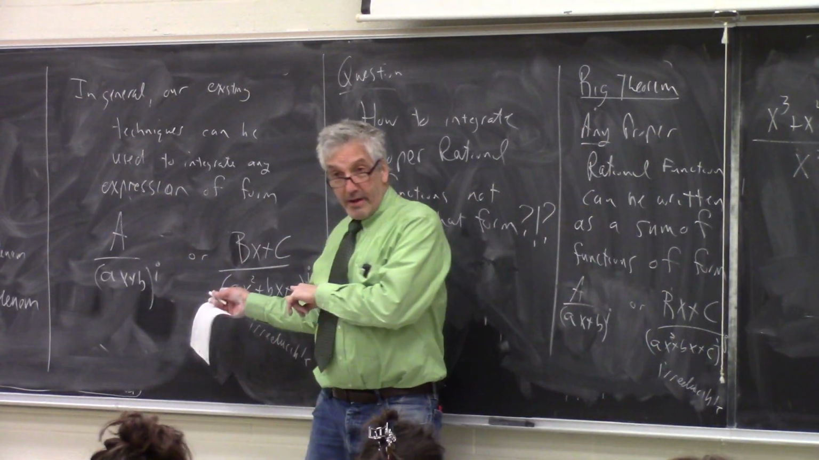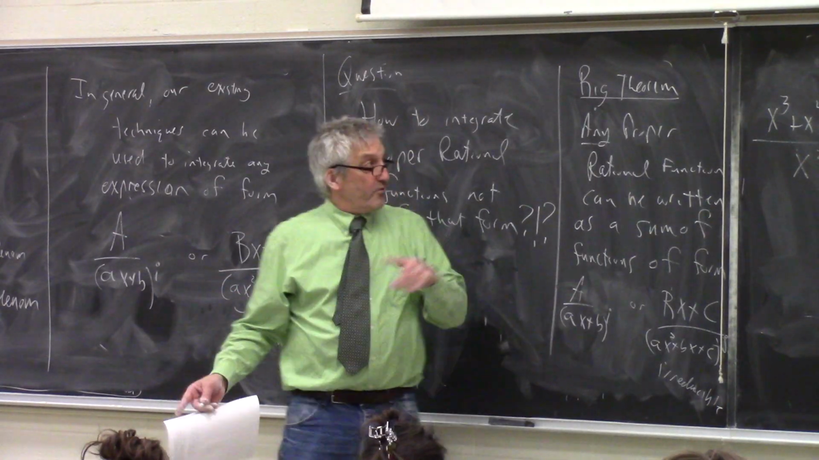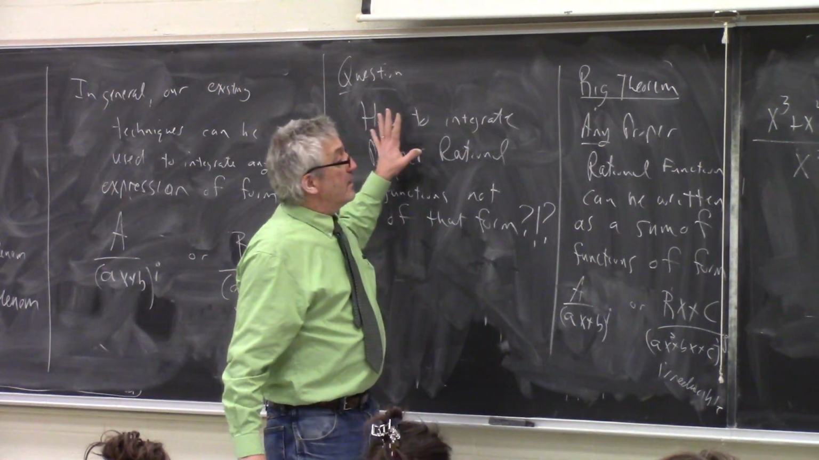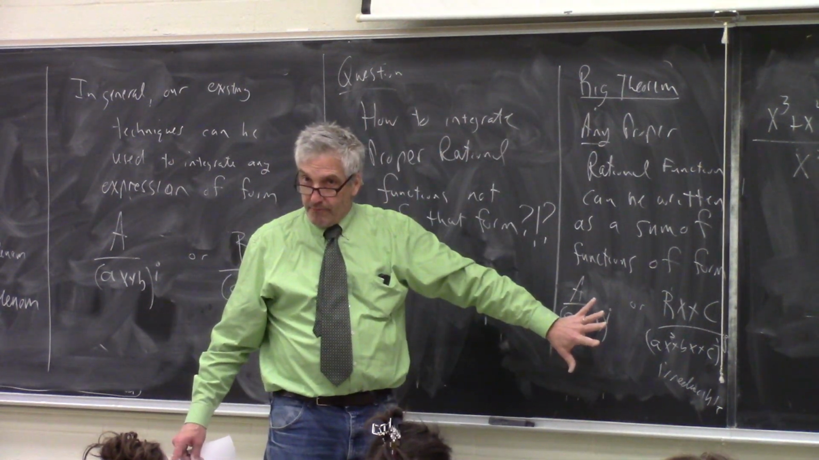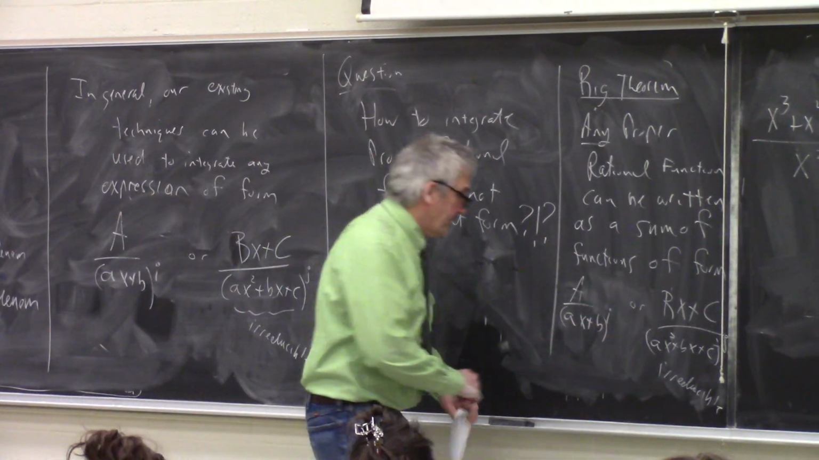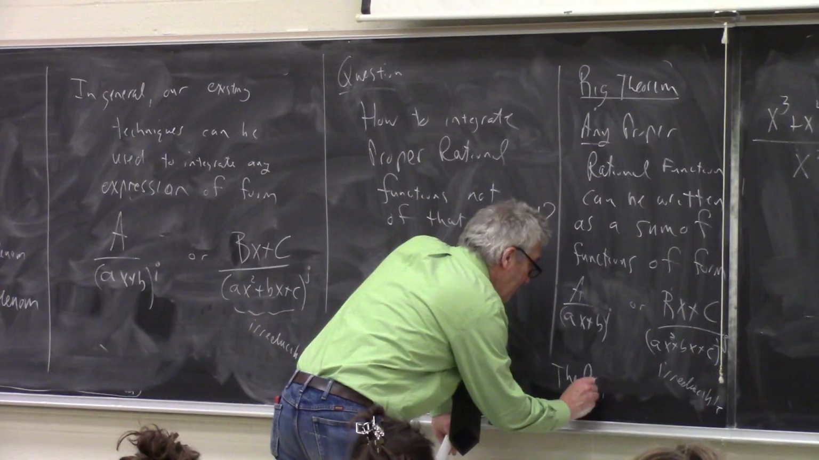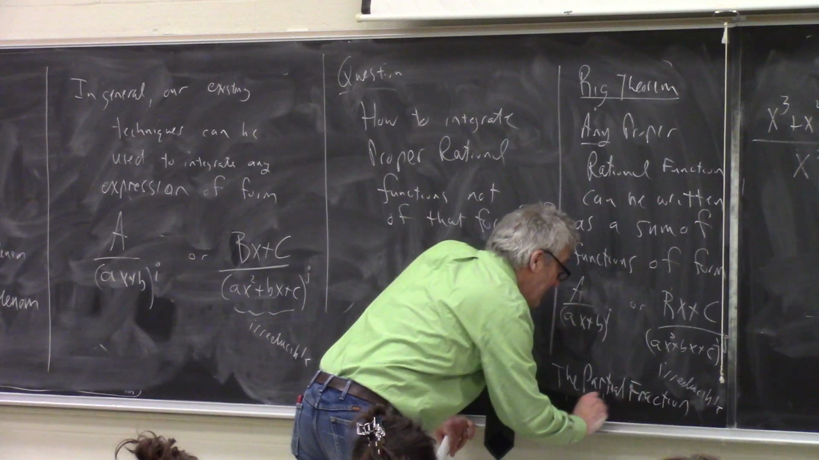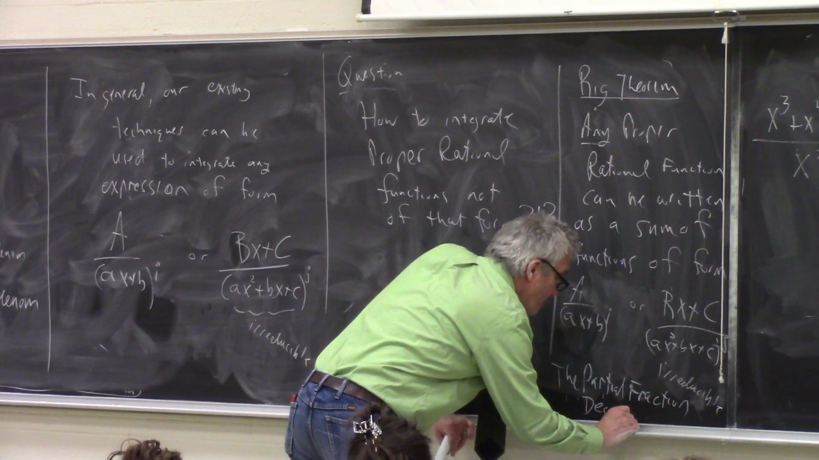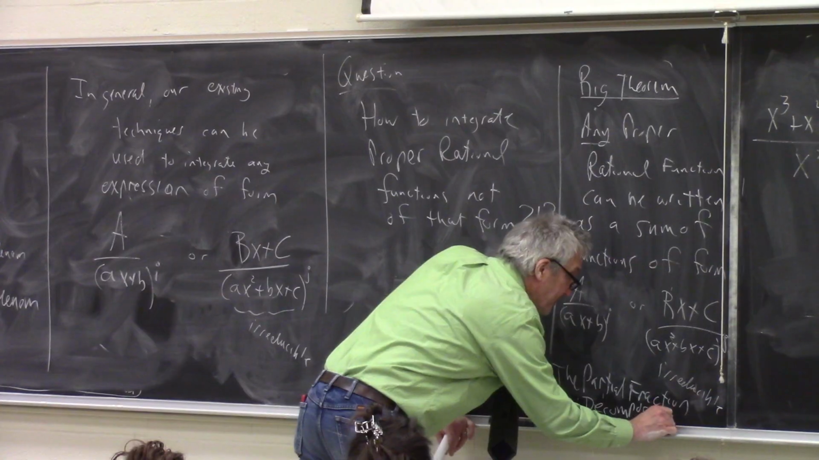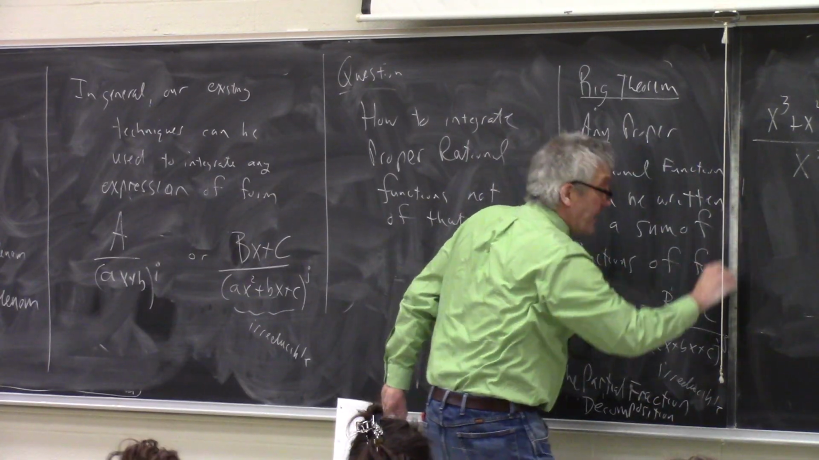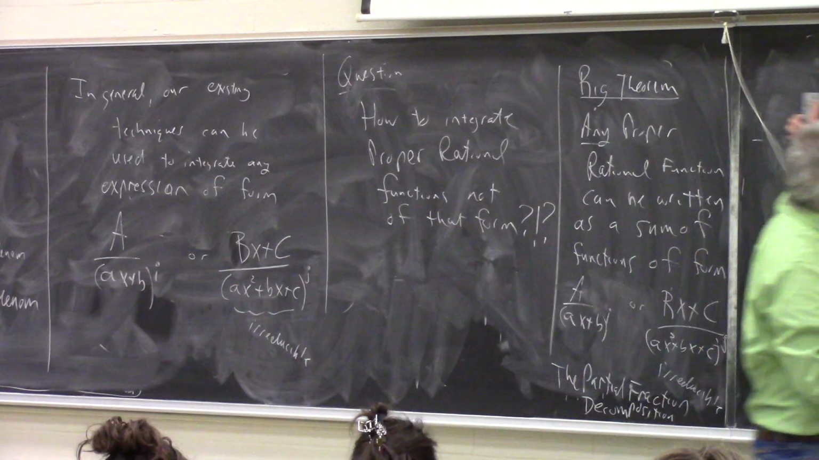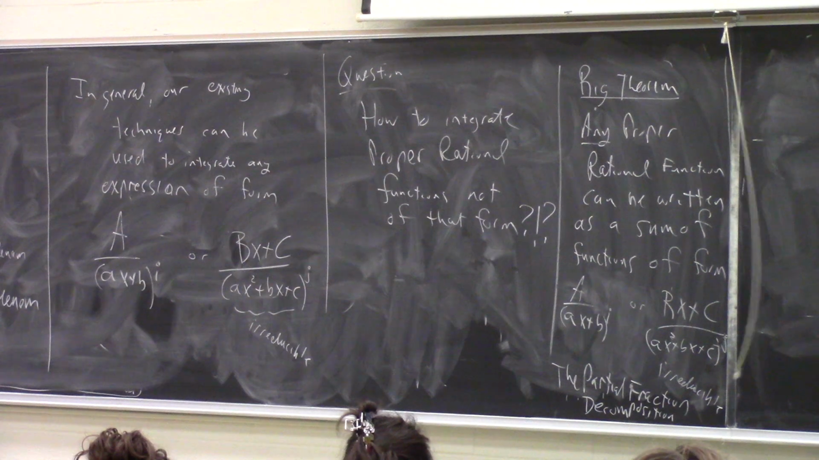Oh, well, we know how to integrate those things. So a strategy for integrating any proper rational function would be get this form and integrate that. This is called the partial fraction decomposition. So the theorem says that any rational function has a partial fraction decomposition.